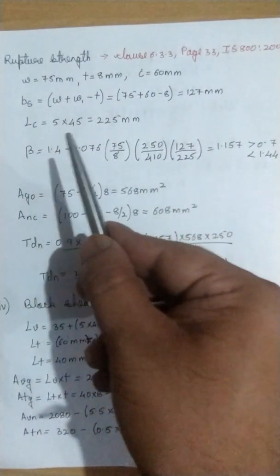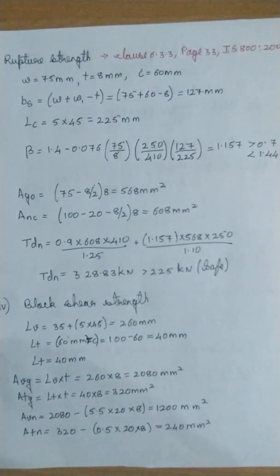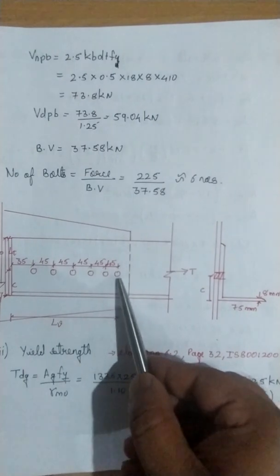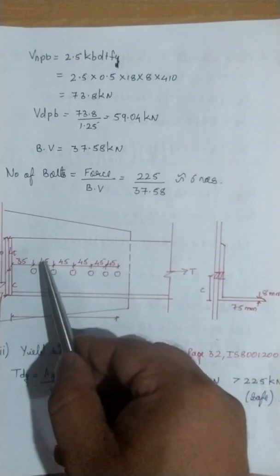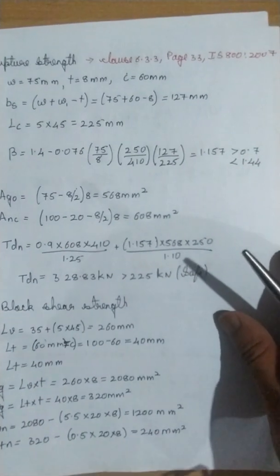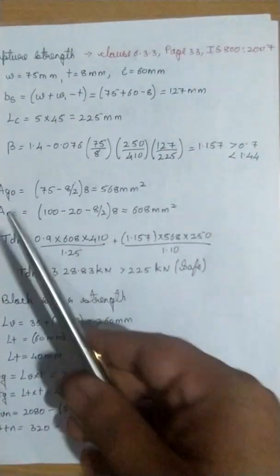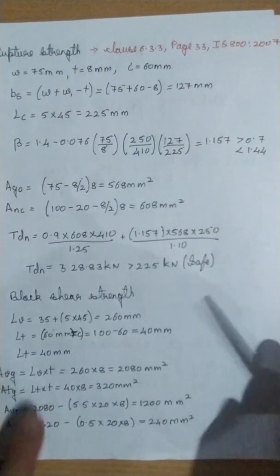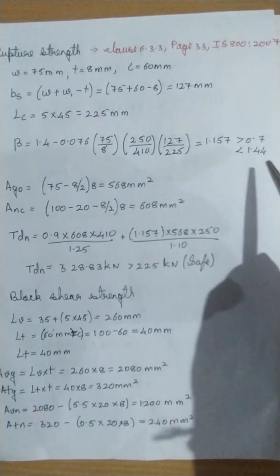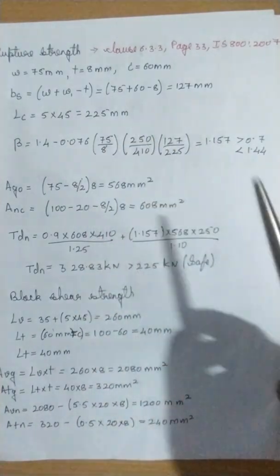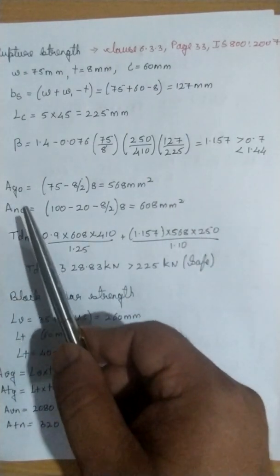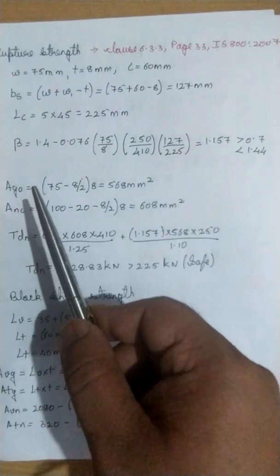Then Lc is nothing but the distance between the bolted connection, that is the distance from this bolt to this bolt. So this is Lc, which is 1, 2, 3, 4, 5. So 5 into 45. So Lc works out to be 225 mm, we can see here. Then we have computed the beta value, which works out to be 1.57, which is greater than 0.7 and less than 1.44. Hence beta value can be taken as 1.157. Next is to find out Ago and Anc. Ago is for the gross section, that is the outstanding.